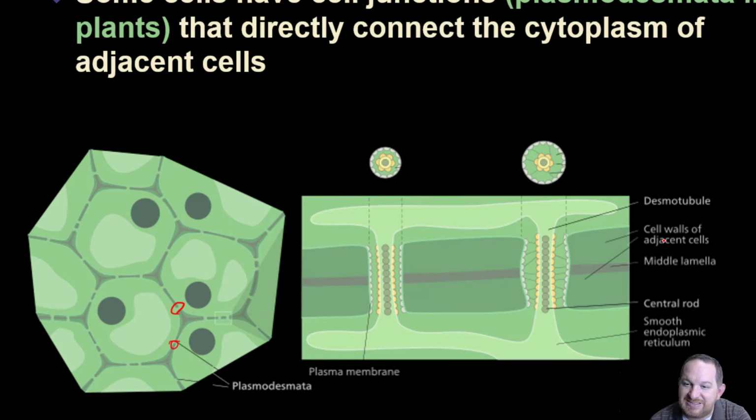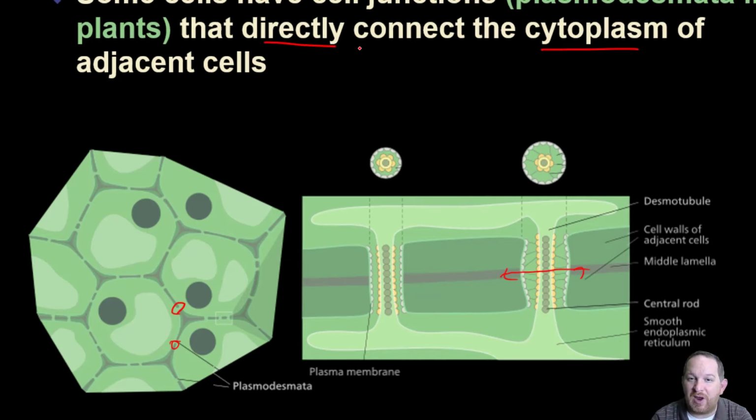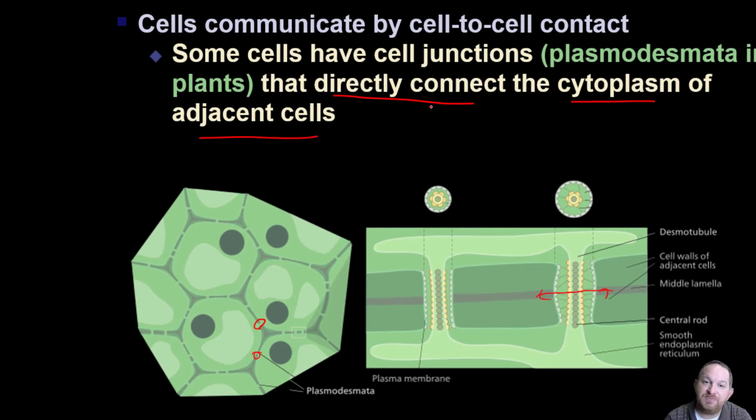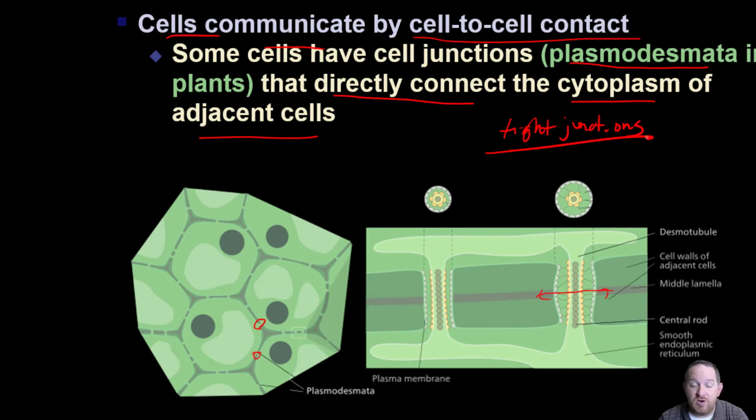So what you see is that there's this area where the plant cells can just send signals back and forth. So the cytoplasm is actually directly connected to the adjacent cells. So cells communicate by this cell-to-cell contact through these cellular junctions. In plants, we call it a plasmodesmata. In animal cells, I think they're called tight junctions, a few other words that can describe them in animal cells. But they're the same thing. It's a way that cells communicate because they're actually physically touching each other.